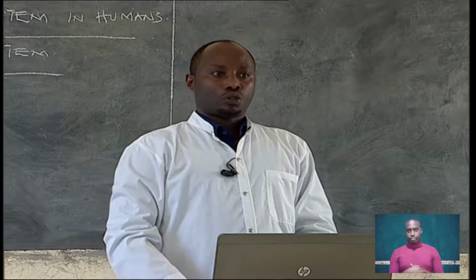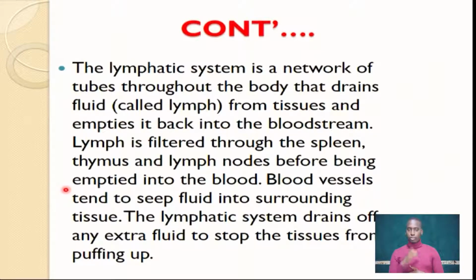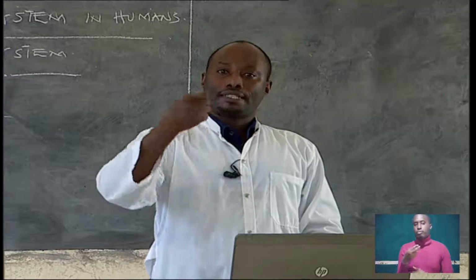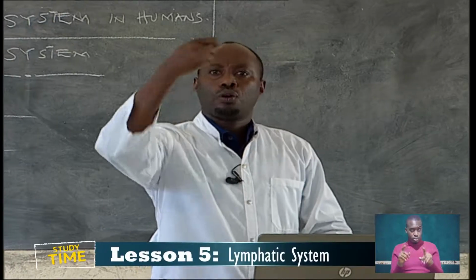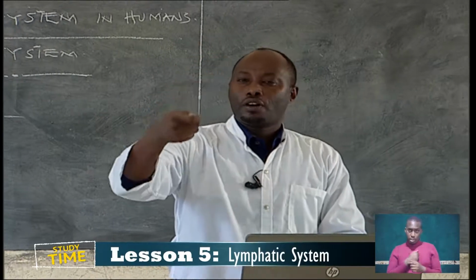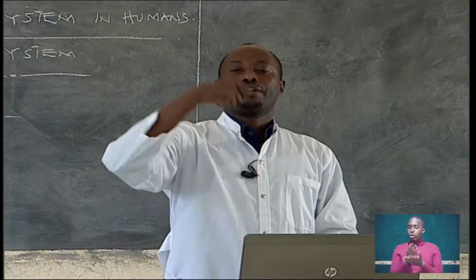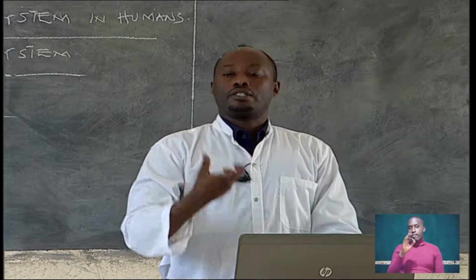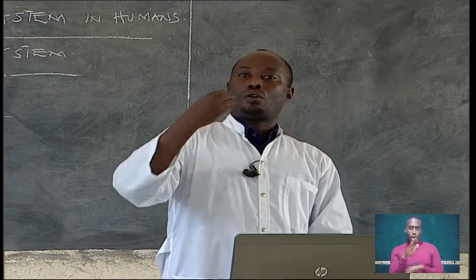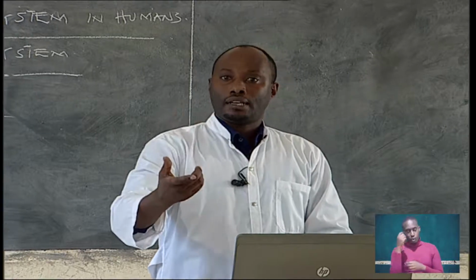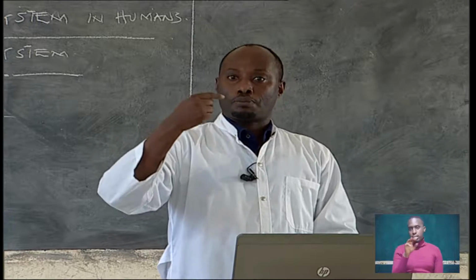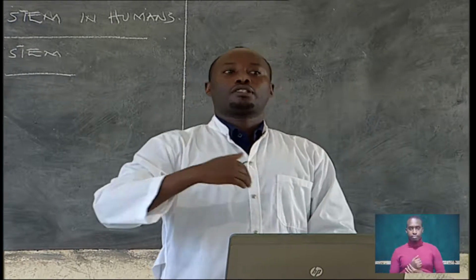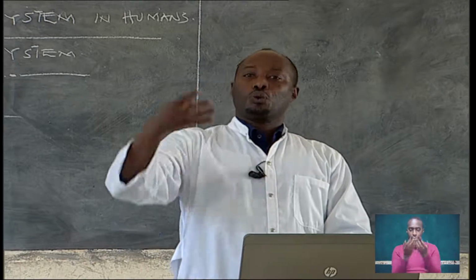Into the bloodstream, lymph is filtered through the spleen. What filters the lymph fluid before it comes back into the bloodstream? We have the spleen, we have the thymus, we have the lymph nodes. These are the organs responsible for filtering the lymph before it is emptied back into the bloodstream.